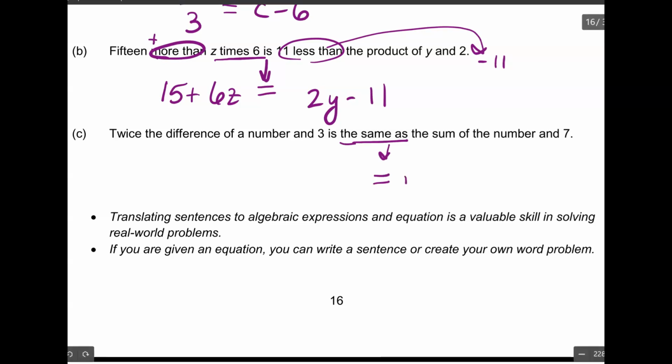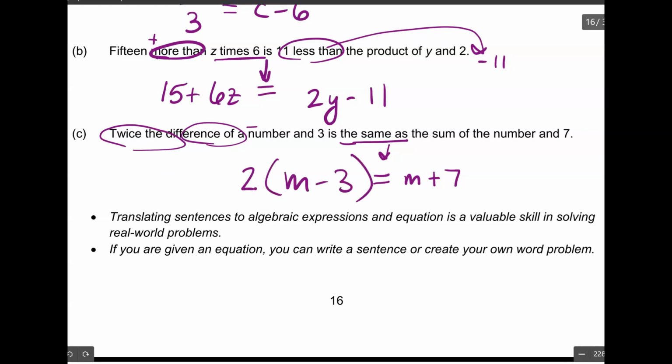Okay, the sum of a number and 7. So sum of a number plus 7. So it's m plus 7. But on the left side, twice the difference, so it's 2 times. Difference of means subtraction, so a number and 3. So it's going to be 2 times m minus 3. The difference of a number and 3 is m minus 3. And if I want twice that, I put 2 on the outside.